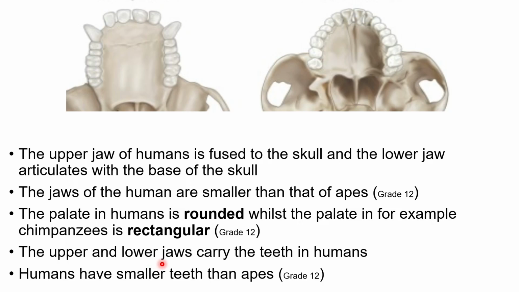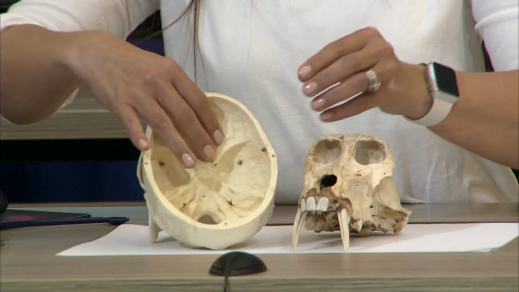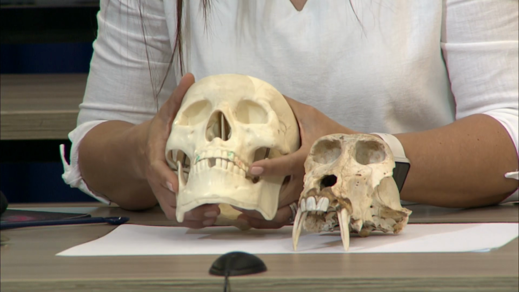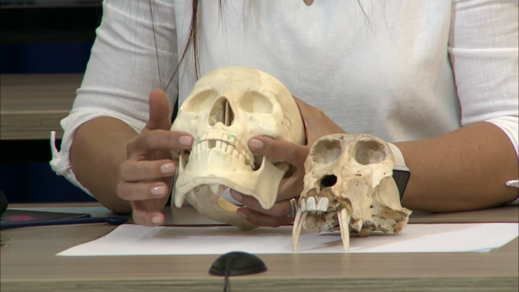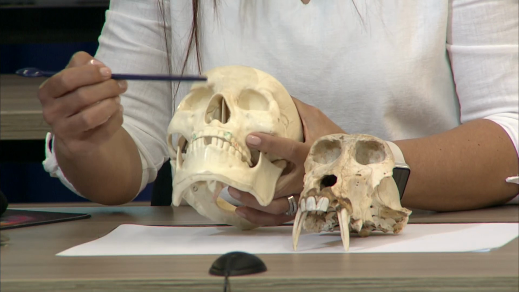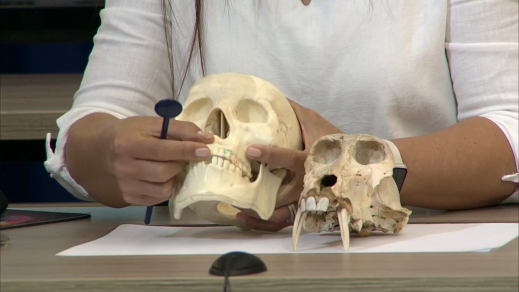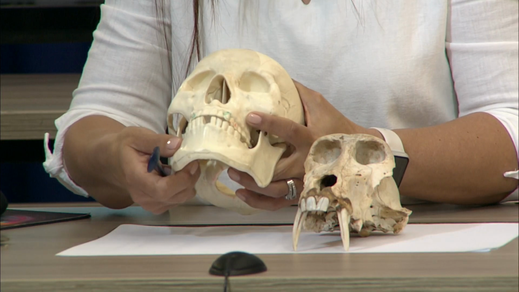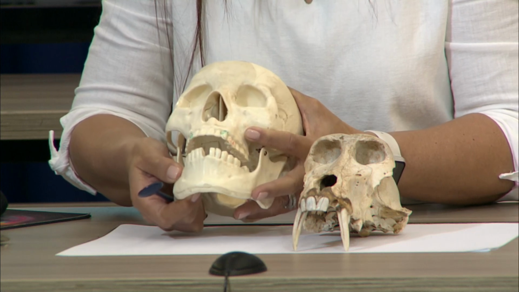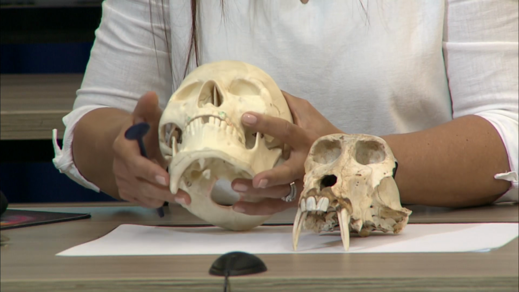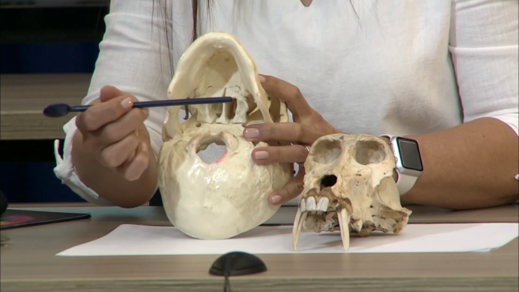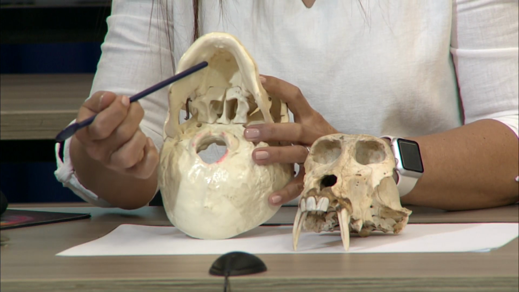Right, so we're back to my model again. If I turn it around and we first look at the human skull, the upper jaw, this part, is fused to the skull. It cannot articulate, it cannot move. But our lower jaw, our mandible, this part can move, it can articulate. And if I look at the back, I can see that the jaw is more round.